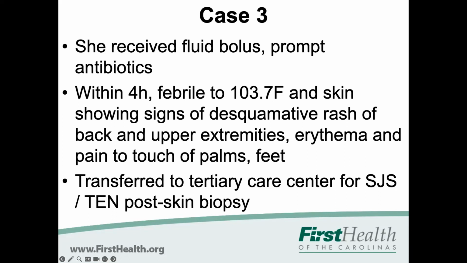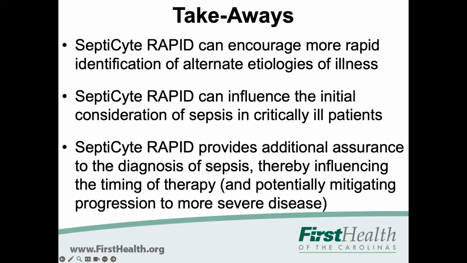So next slide. These are three cases. The first one, I think you identify, I hope, as encouraging more rapid identification of alternate etiologies. So you got a band 2 result of, it's possible it's sepsis, but are there other things that are more explicable in the context of the current presentation? The next was a band 1 result. That is to say, it should have and did influence the consideration of sepsis at all in that patient.